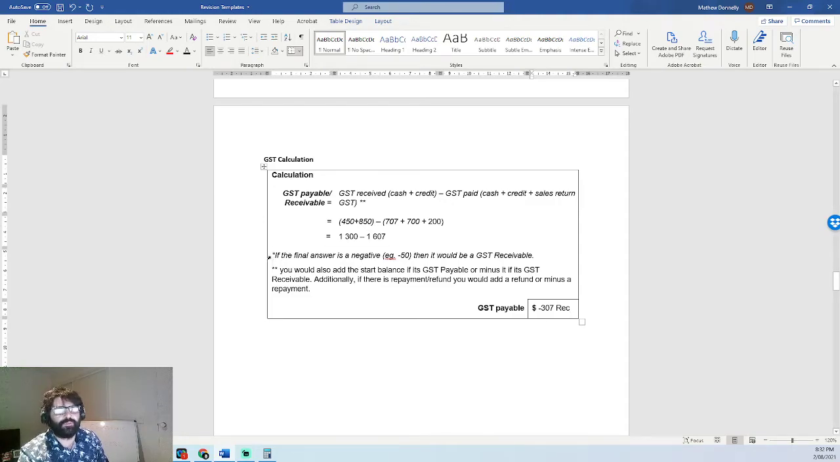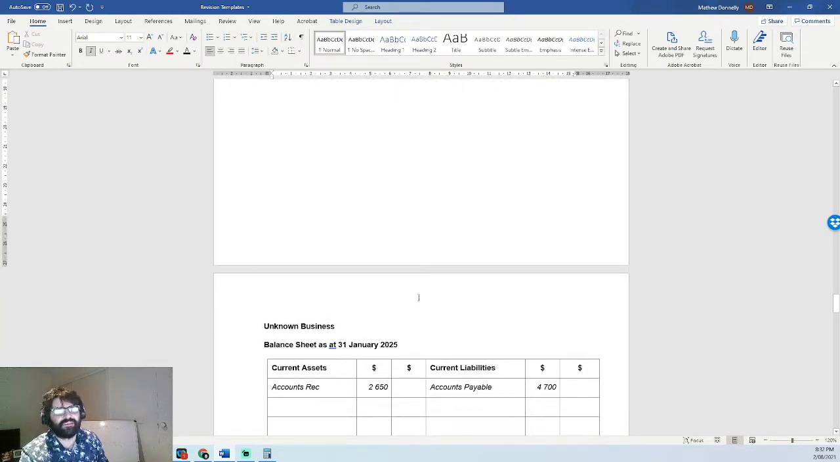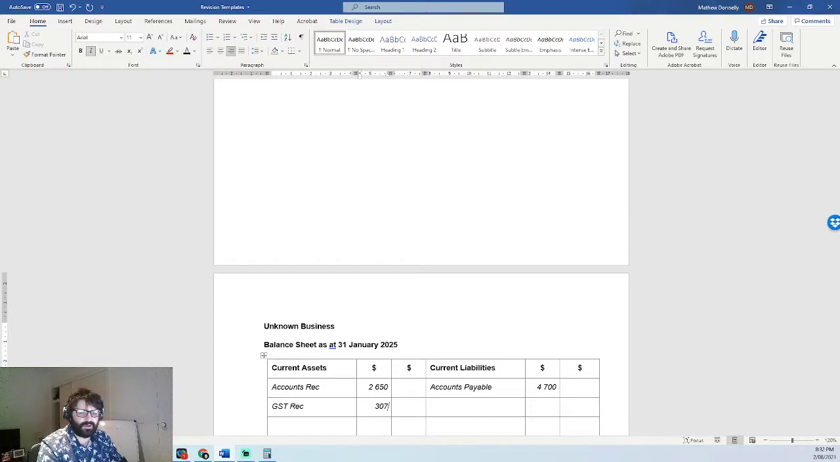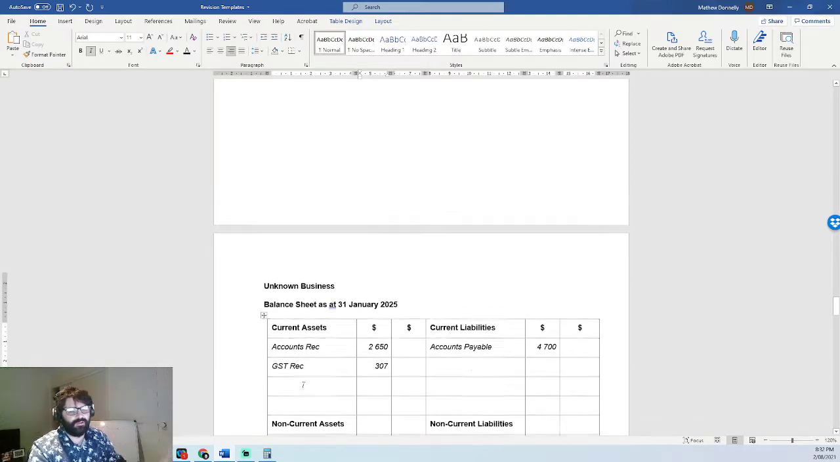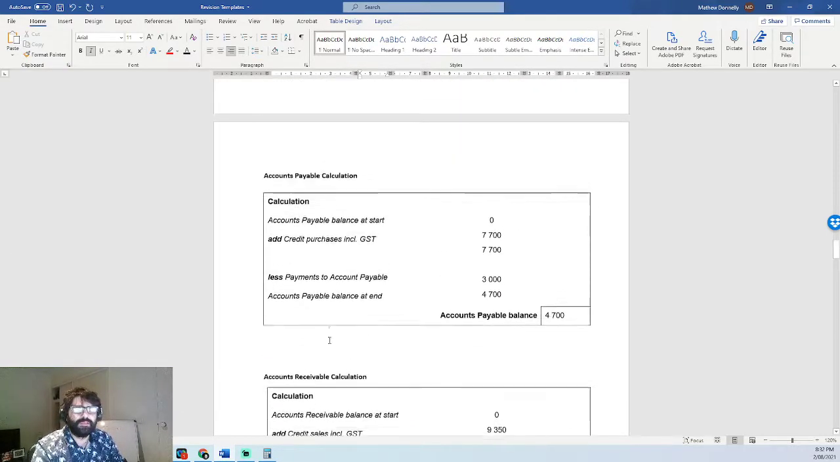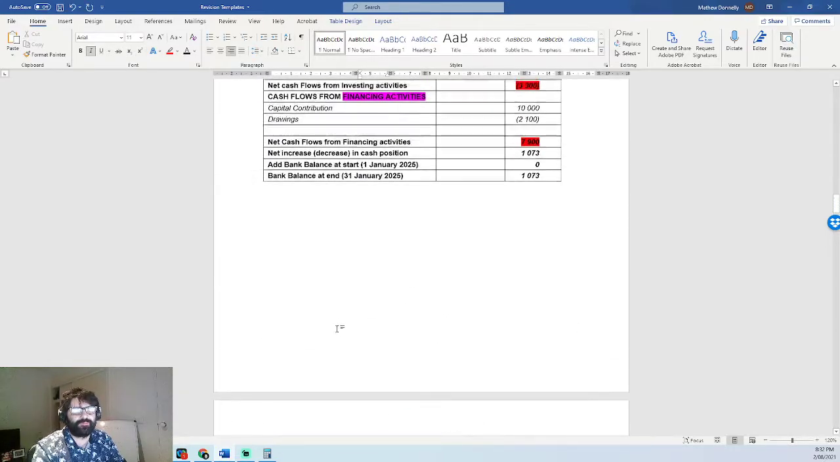Now, dot points up here. If the final answer is negative, e.g. negative 307, then it would be a GST receivable. That's an asset because the ATO would owe you money. So we go GST receivable 307. Look at that. Next, we're going to plug numbers in from previous reports.